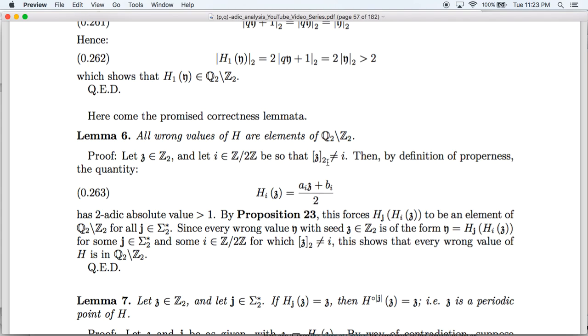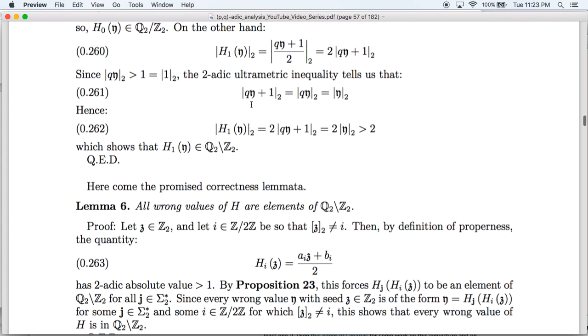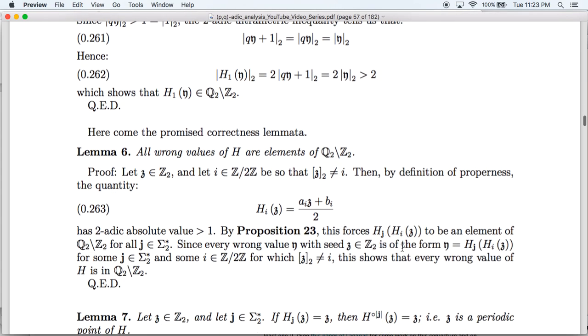If, for example, Z was even, and we chose I equals 1, then this is going to be an even integer plus 1 over 2, which is going to be odd over 2, and that has a q-adic absolute value that's greater than 1. On the other hand, if Z was odd, and we picked I equals 0, this would be h_I of Z, which is Z over 2, again odd over 2, which has a q-adic absolute value greater than 1. So by proposition 23, this inequality forces H bold J of h_I to be an element of Q2 take away Z2.